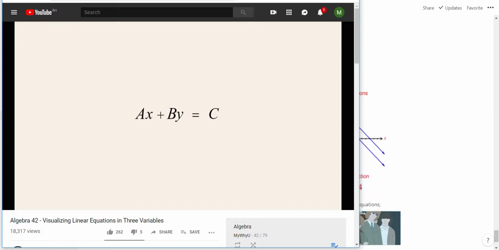Just as the standard form linear equation in two variables x and y is written as ax plus by equals c, a standard form linear equation in three variables x, y, and z is written as ax plus by plus cz equals d, where at least one of the coefficients a, b, or c must be non-zero. Since the equation contains three variables, it must be graphed using a three-dimensional coordinate system, as we saw in the lecture Cartesian coordinates in 3 dimensions.